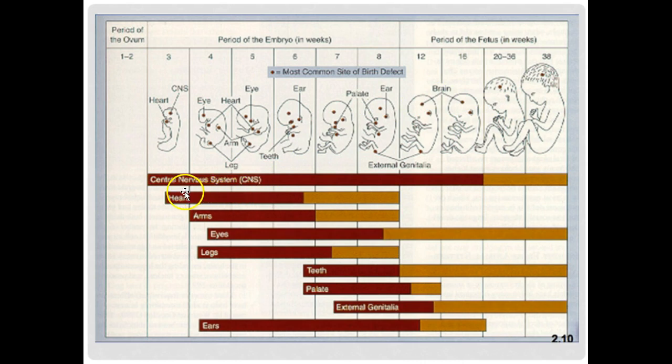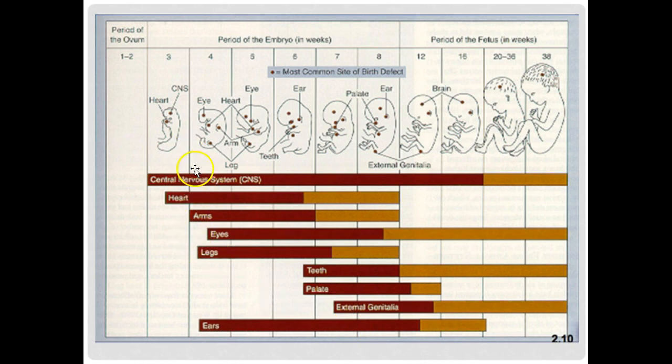So you can see that the central nervous system, it really stretches all the way through that 15-week mark and maybe a little bit beyond as far as when it's most vulnerable. Whereas the heart, up through 5 weeks is when the major congenital anomalies would occur, versus the yellow represents more minor defects. And then arms, eyes, legs, teeth, palate, external genitalia, and ears.